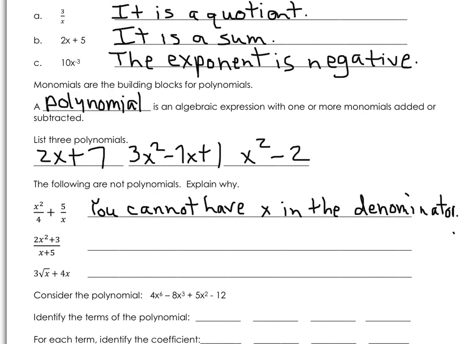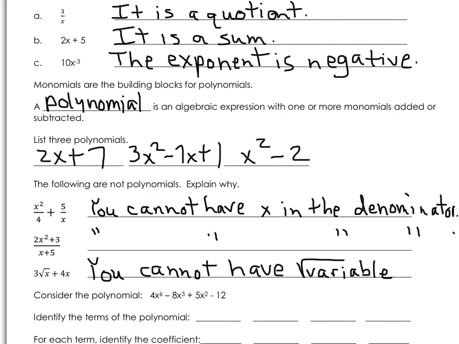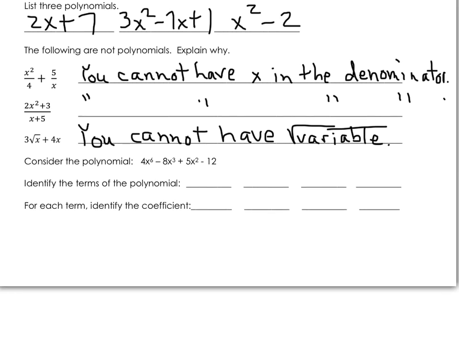2x squared plus 3 divided by x plus 5. Same thing. You cannot have x in the denominator. What about 3 square root of x plus 4x? I don't care about the 4x, that's fine. But that 3 square root of x, you cannot have the square root of a variable. You just can't do that. x has to be raised to non-negative integer exponents.